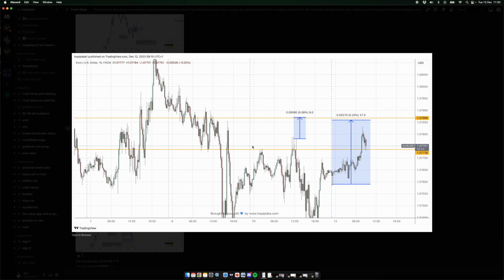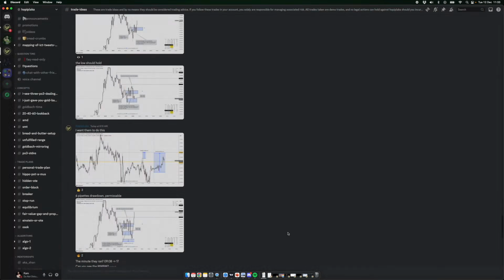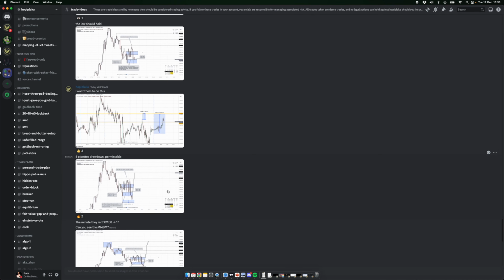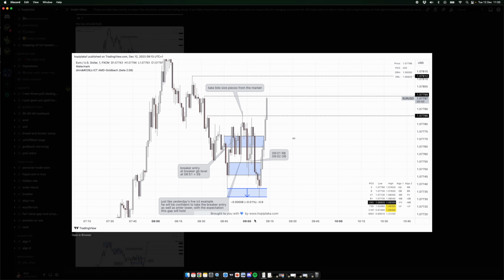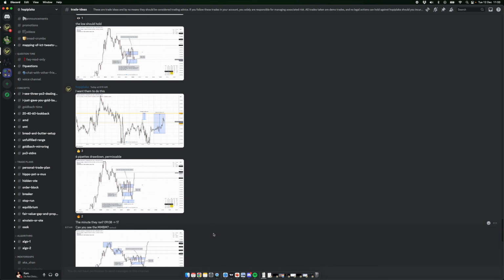So once again, this was Hoppy's entry. This was his TP. So now Hoppy's tapped into the trade. Look at the drawdown. The drawdown was 6 pipettes, not 6 pips, 6 pipettes. That's how accurate Goldbach time and price is. More explanation of Goldbach time and price here, which I won't go into.